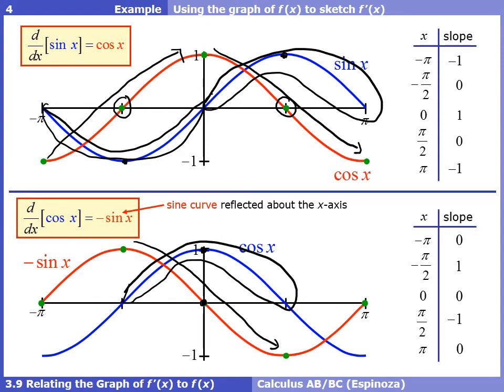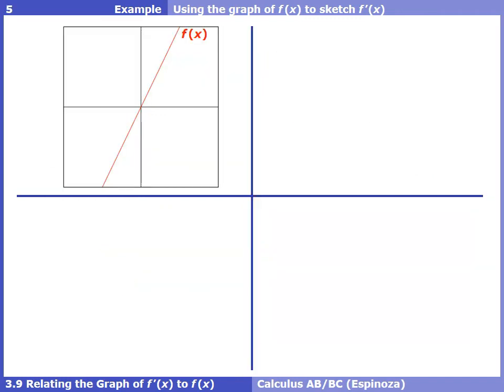So again, just a good little way to prove why the derivative of sine is cosine, and why the derivative of cosine is negative sine, but also, more importantly, to indicate how the graph of the derivative tells us things about the original graph.